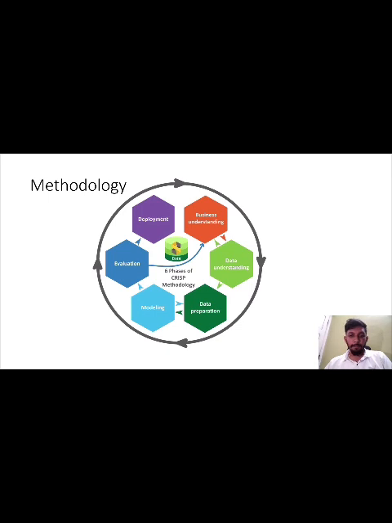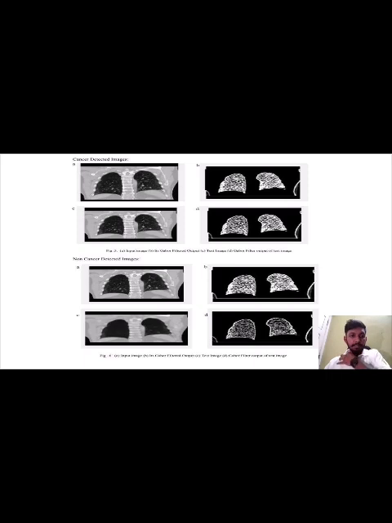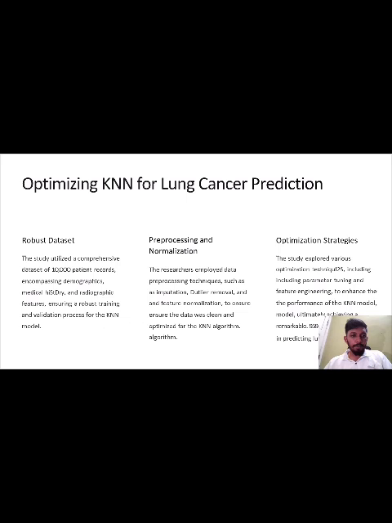Methodology: development, evaluation, business understanding, data preparation, modeling. Six phases of the methodology. Cancer detection images. You can see optimization of KNN for lung cancer detection.